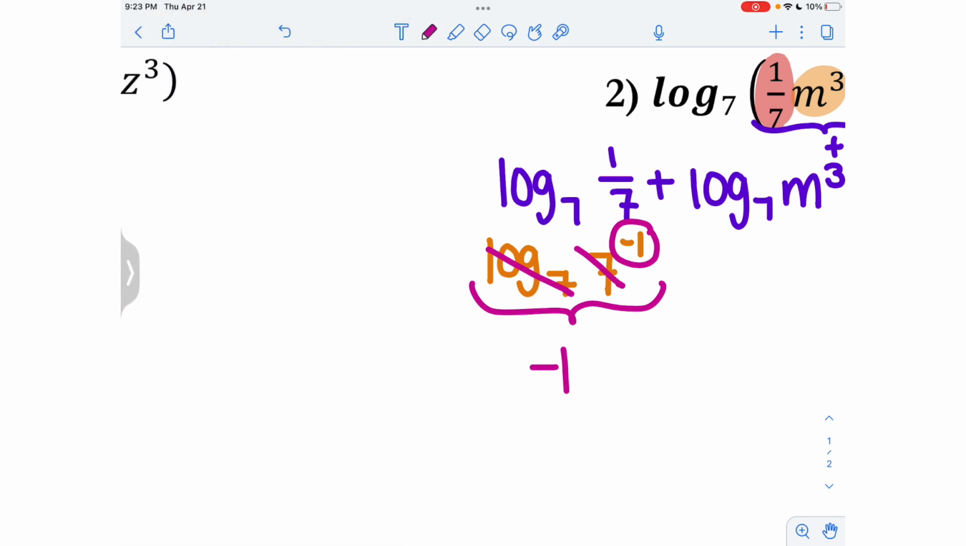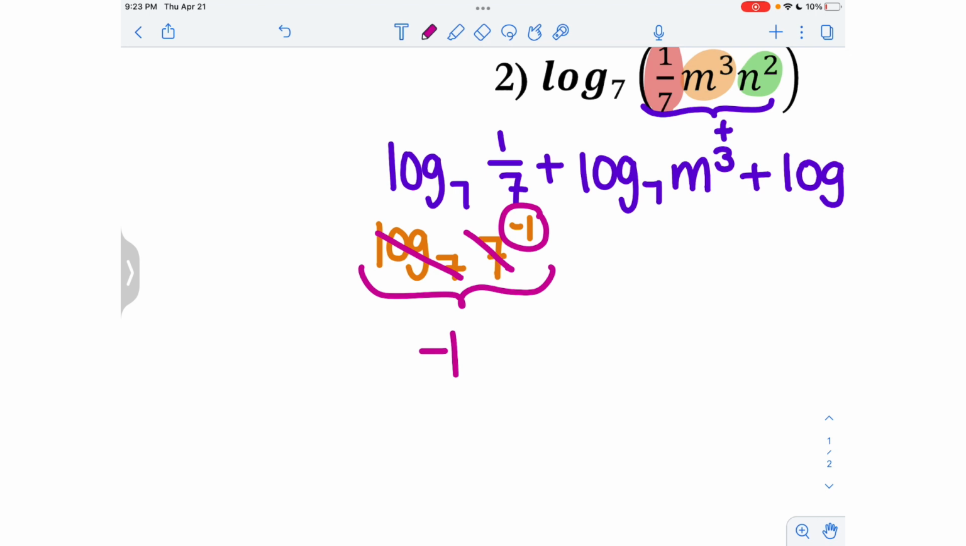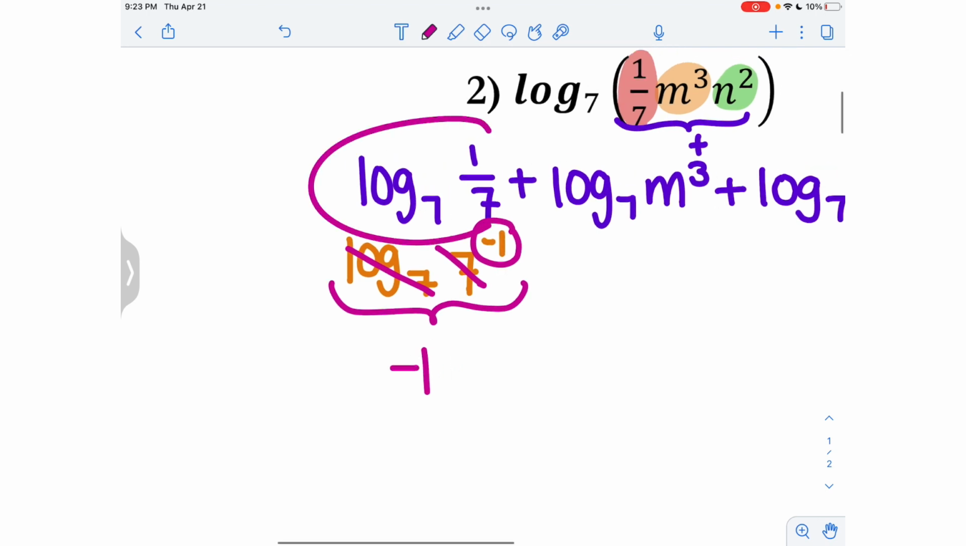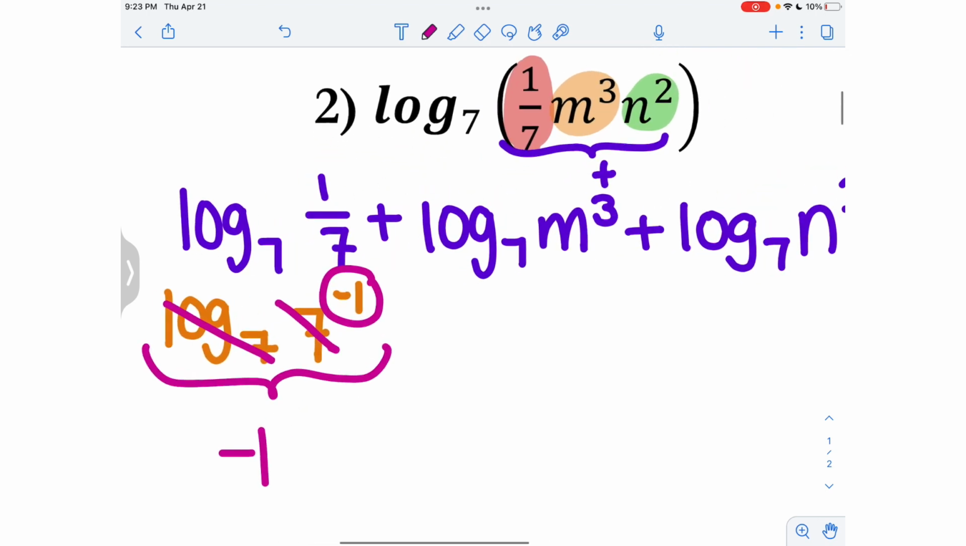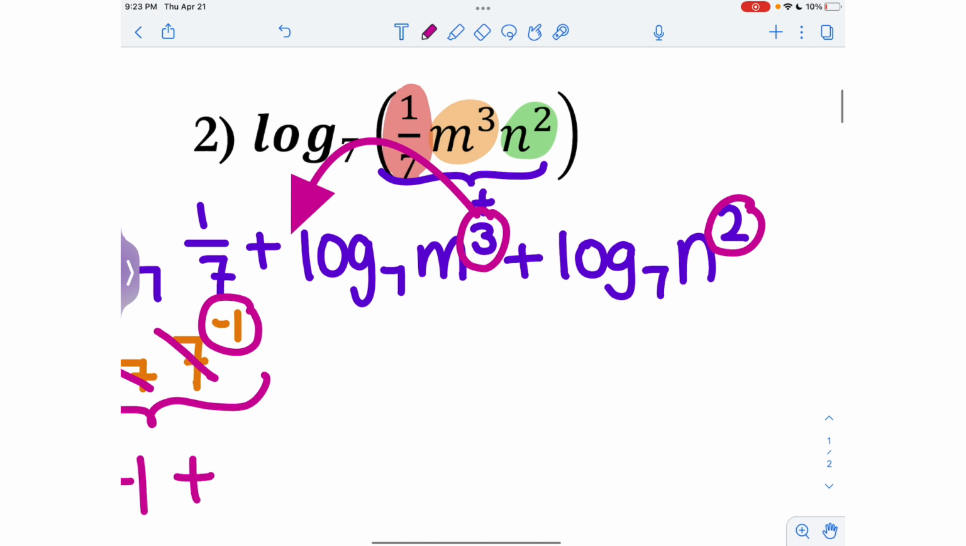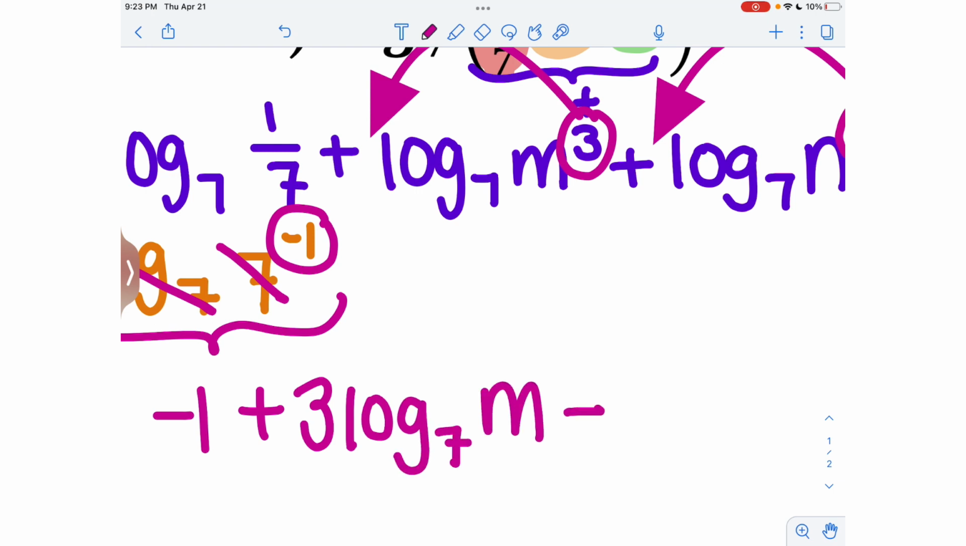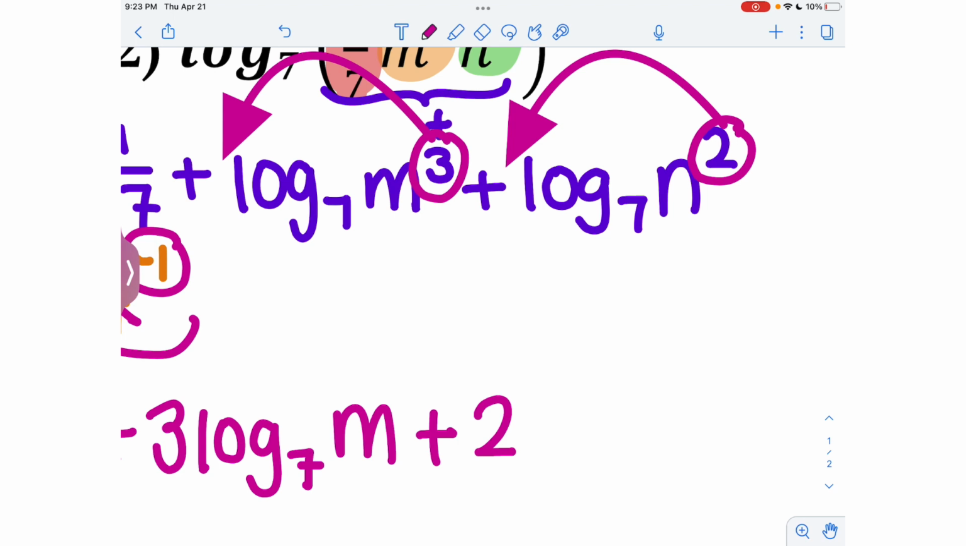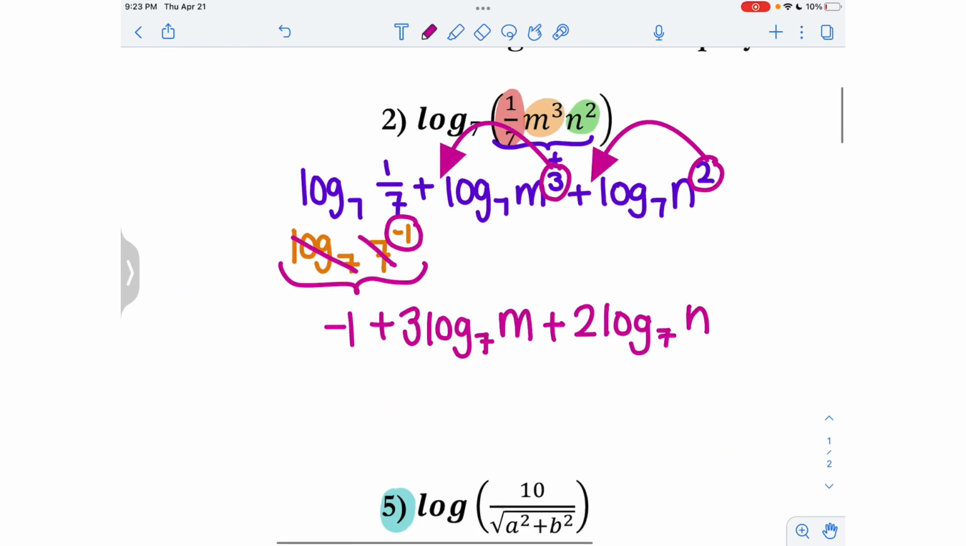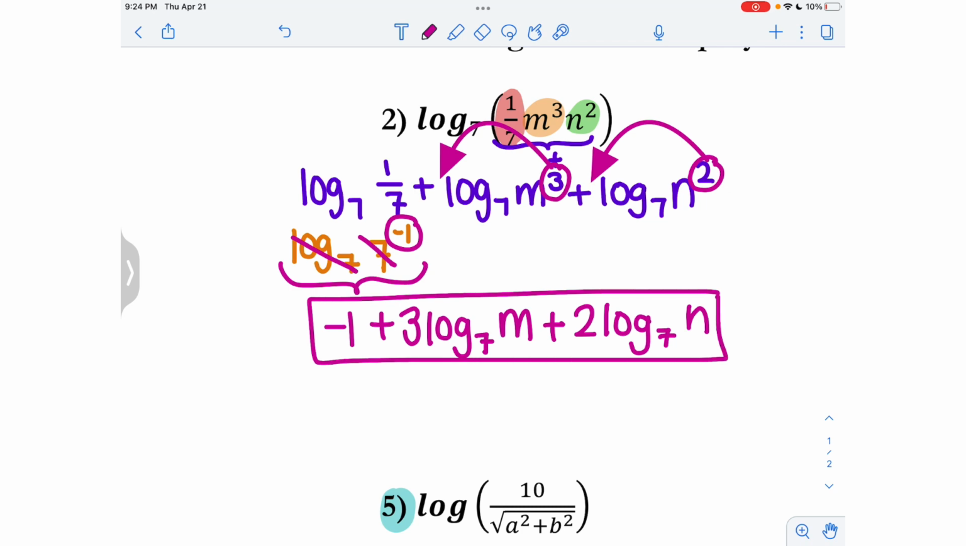Okay, so we have -1 for log base 7 of 1/7, and then we'll finish the problem by taking the exponents and dropping them into the front of the logs. We do that for both the m and the n. So I get a 3 log base 7 of m plus a 2 log base 7 of n. And that is the answer.